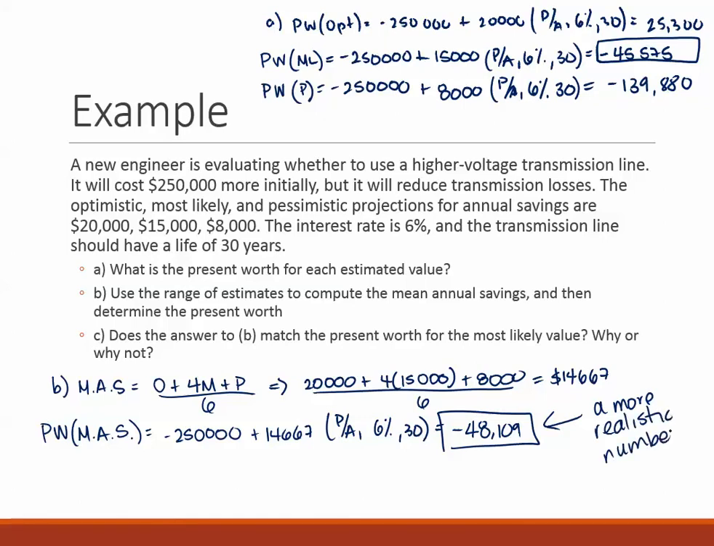Okay, and the reason that they are not the same is because, as I mentioned in the previous video, 20,000, 15,000, and 8,000 are not perfectly even. So there's a difference between the 20,000 and the 15,000. There is a difference of 5,000. But between the 15,000 and the 8,000, there's a difference of 7,000. So clearly this is going to be leaning more towards the negative, because the negative is a little further from the most likely than the optimistic. Okay, so let's continue.